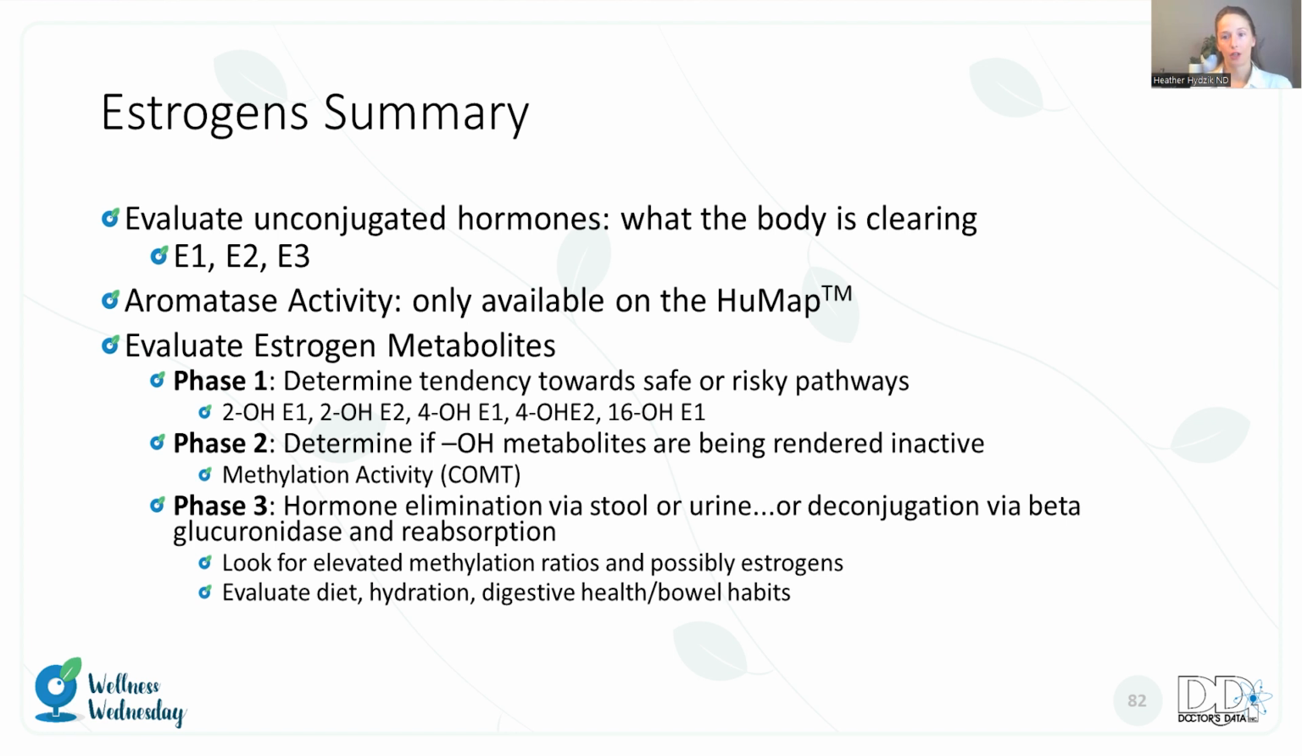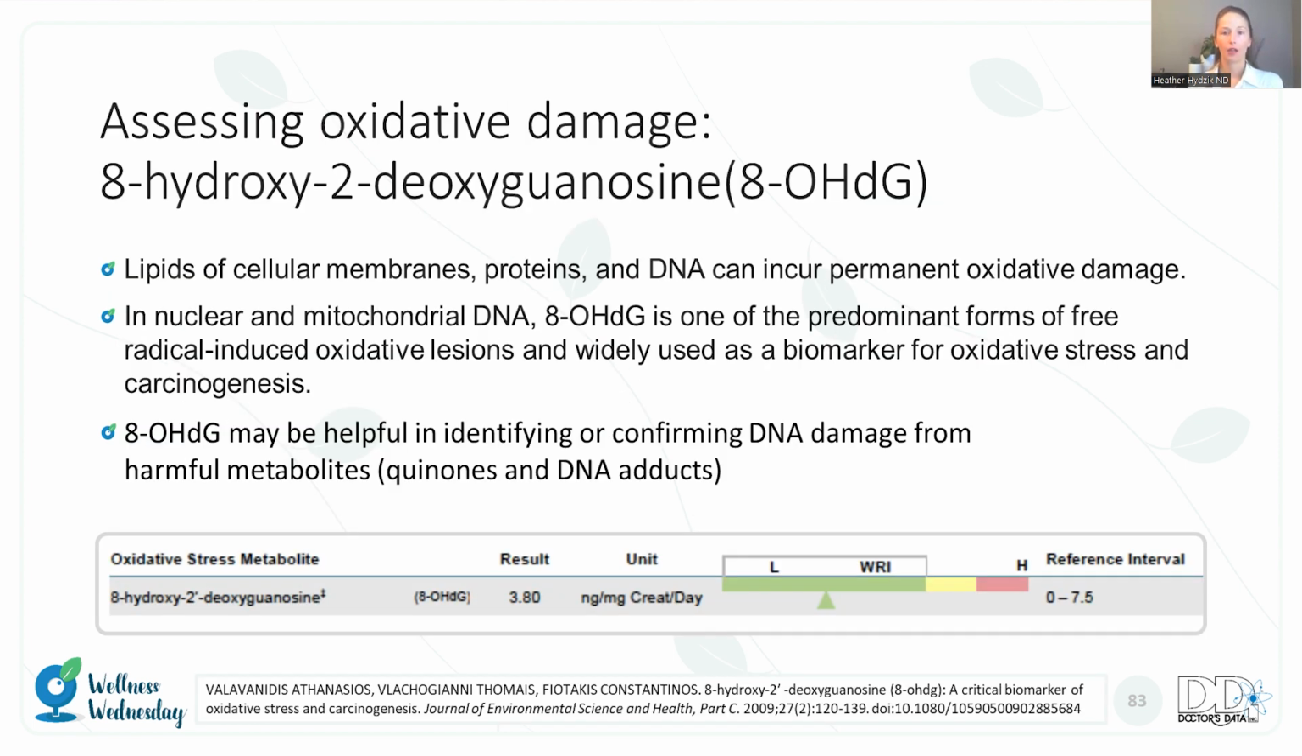So the estrogen section shows you the levels of the cleared parent hormones E1, 2, and 3. It's another place to evaluate aromatase activity, and then also phase 1, 2, and 3 detoxification. 8-hydroxy-2-deoxyguanosine is a marker of oxidative damage, which is tested alongside estrogen metabolites because it can be helpful in identifying or confirming damage from quinones and DNA adducts.